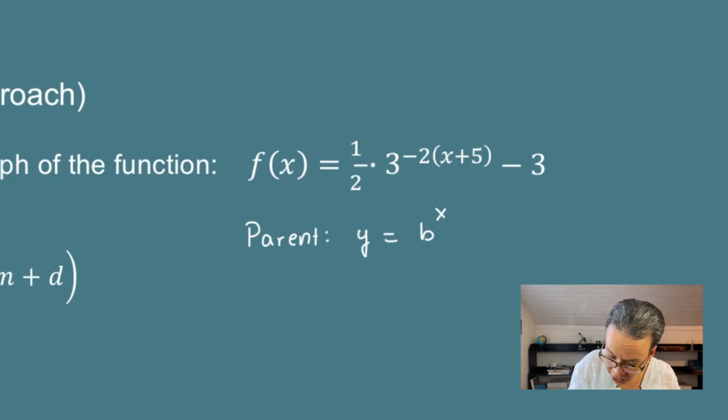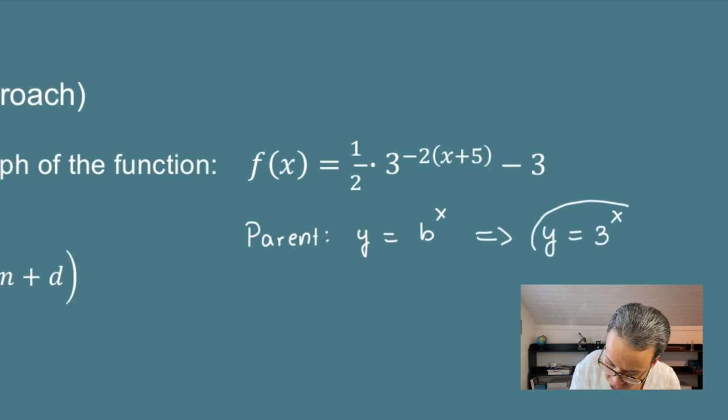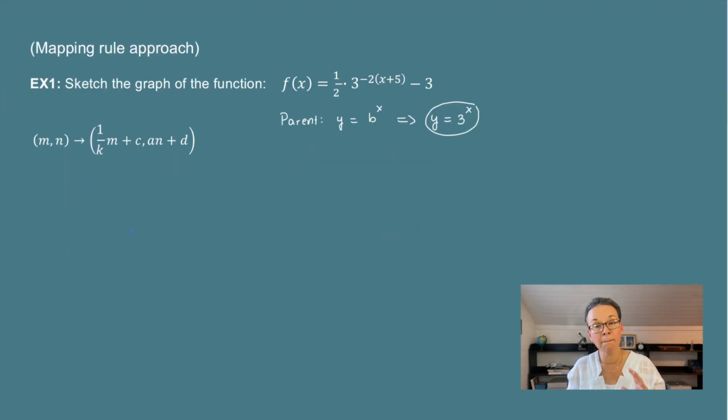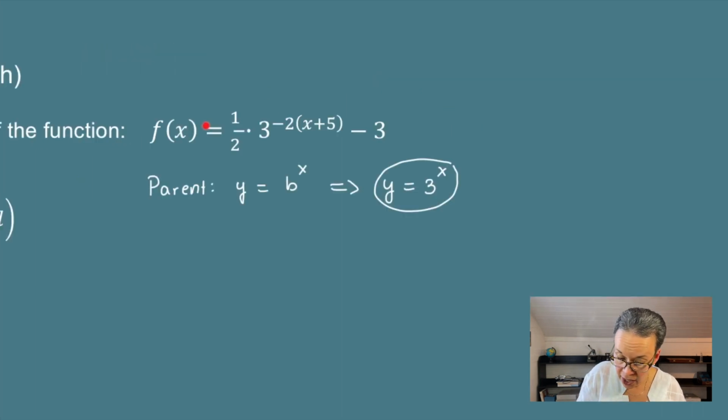So then I know that the parent function will be y equals 3 to the x, just like that. My next goal here now is to determine the expression for my mapping rule, the rule that I will apply to get all of the new points. But in order to do that, I have to determine the 4 parameters, A, K, C, and D. And they are right here.